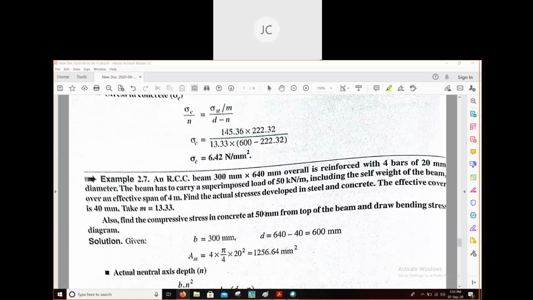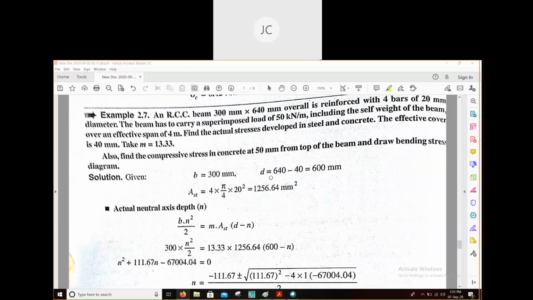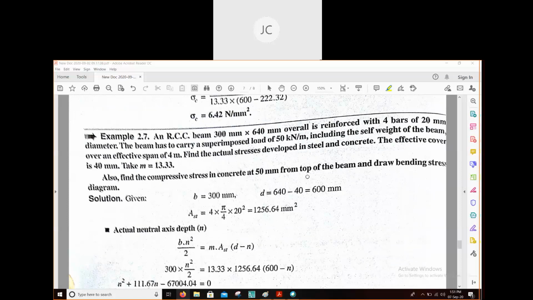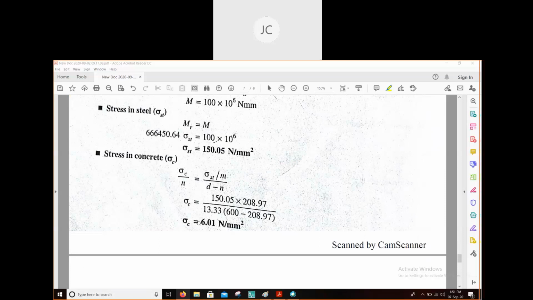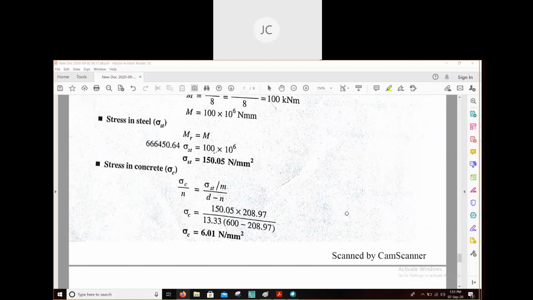Okay, so can you tell me, at 50 millimeter from the top, will the stress value be more than this sigma c or less than this sigma c? Less, sir. Yes, good. At the topmost layer we are getting the maximum value, but we need to find out the stress 50 millimeter below the topmost layer. So that stress will be less than 6.01, and we need to find out that value.